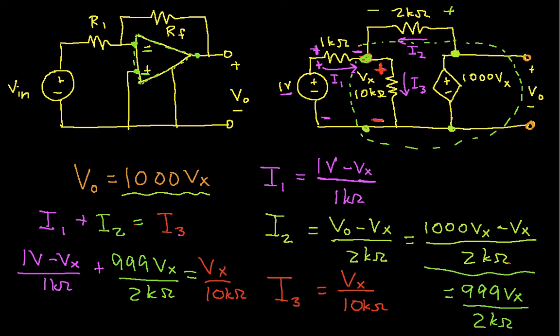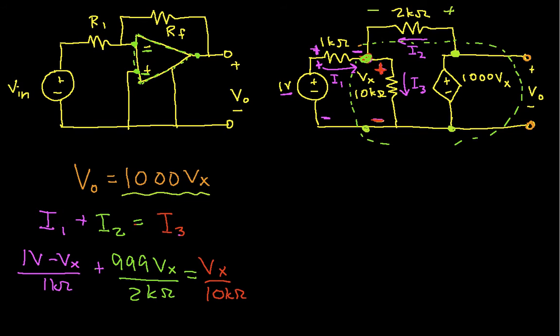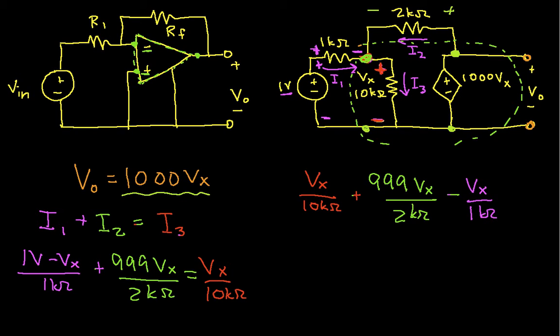Okay, well, how do I solve this? It's clear now that I have an equation that is in terms of only Vx, so I should be able to solve this for Vx, and from that I should be able to find V out. Well, let's do a little bit of rearranging before we just solve it. So we can say that Vx over 10 k ohms plus 999 Vx over 2 k ohms minus Vx over 1 k ohm is equal to minus 1 volt over 1 k ohm.